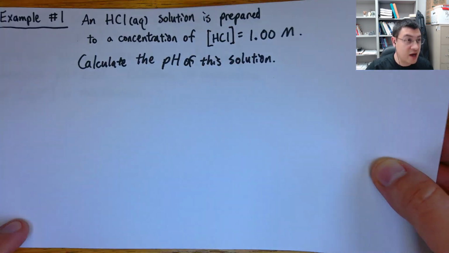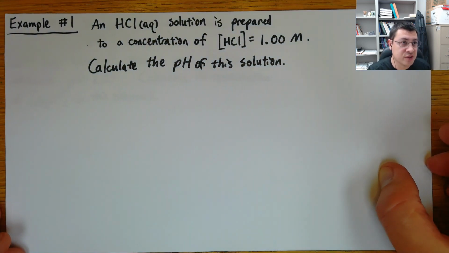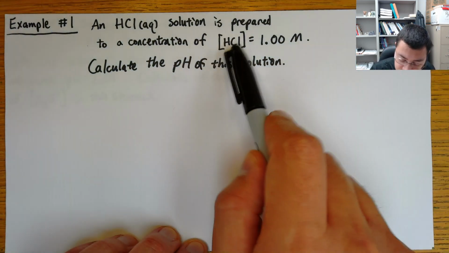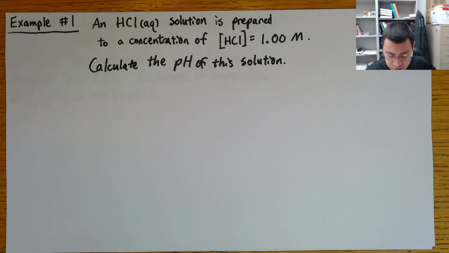All right, with all the little disclaimers out of the way, we can finally get to the fun part of calculating. All right, example 1. We've got some hydrochloric acid solution. It's prepared to a concentration of 1.00 molar. Calculate the pH of this solution.